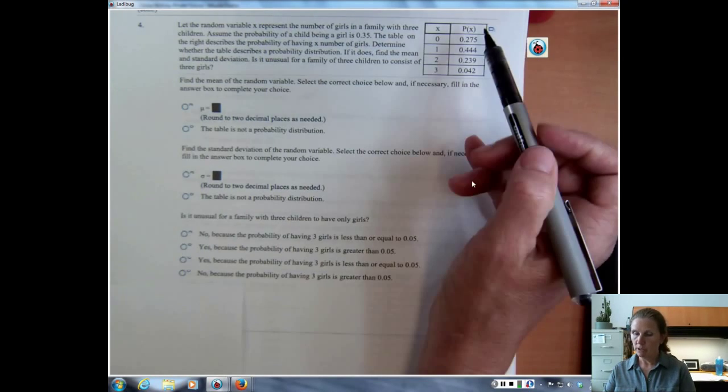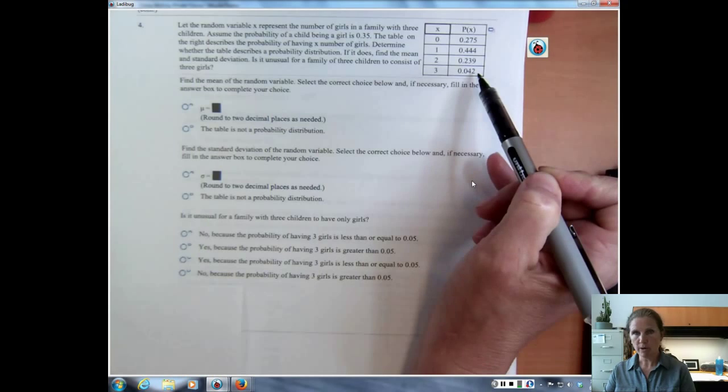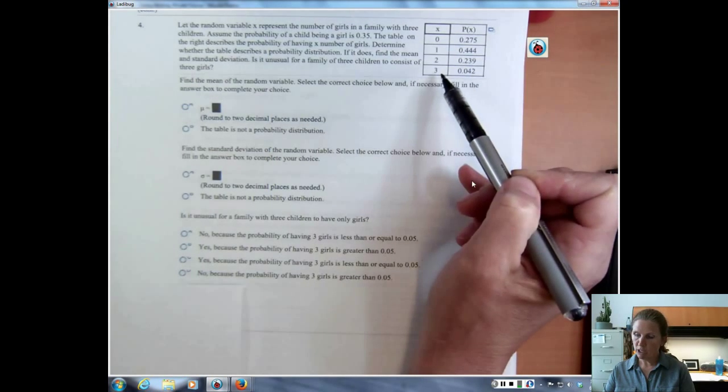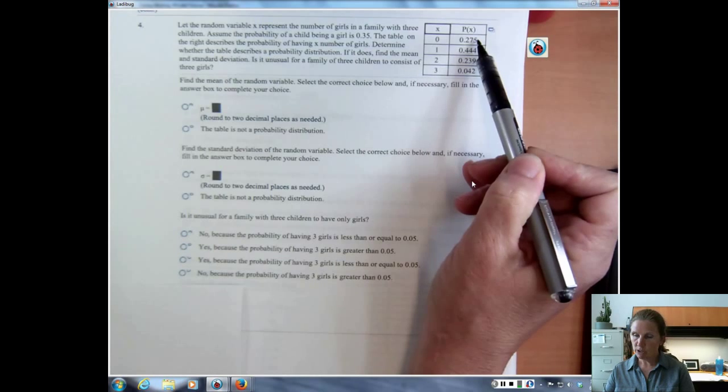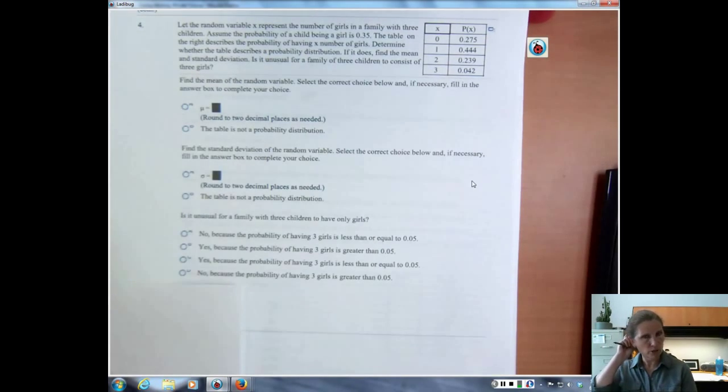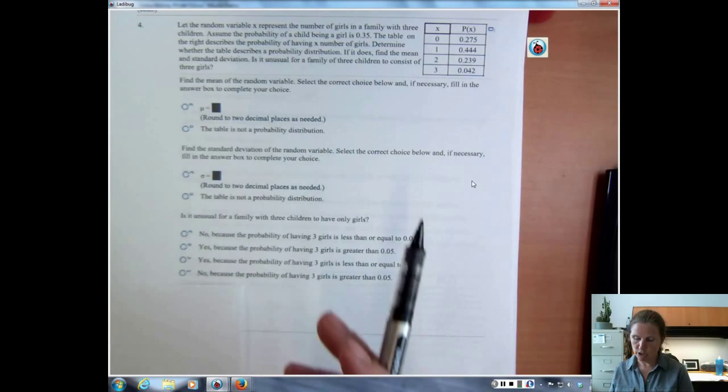Add these up. If they add up to 1, then it is a probability distribution. Put 0 through 3 in the first column of your data, and these numbers into the second column, and do what we did for the previous problem where I showed you how to use your calculator to determine the mean and the standard deviation.